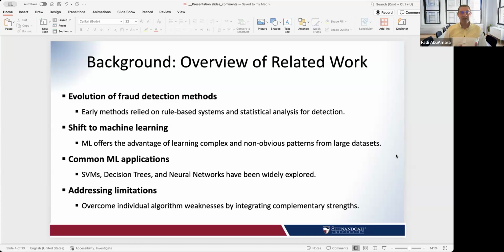So how can we overcome the individual algorithm weaknesses? By integrating complementary strengths. This integration creates a more robust and adaptable detection system for diverse fraud scenarios. This is what we will see in our research work, where we integrated two different machine learning algorithms.